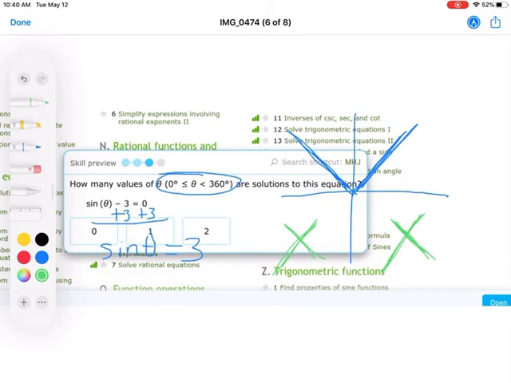If you use your calculator, you did inverse sine of 3. I'm just going to turn my calculator sideways. Give me a second.